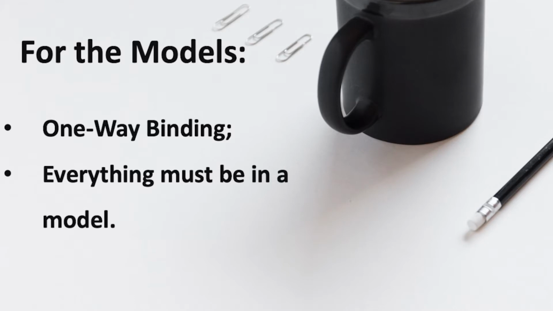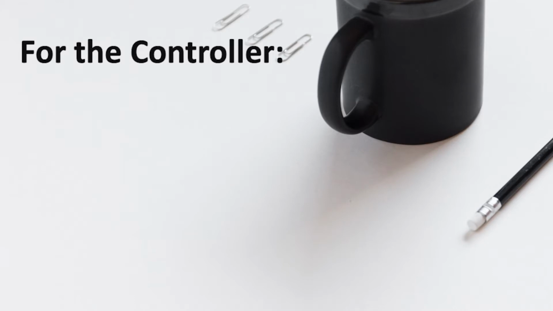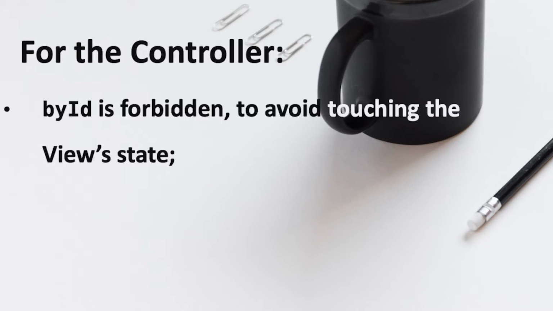And then in the controller, we will avoid ByID. ByID is forbidden. And then we will avoid touching the view's state, because the view has a state of its own. Okay, I'm better now. So you have the visible, you have the busy, you have the text. All of that is a state of the view, but we want to avoid touching that in our application.